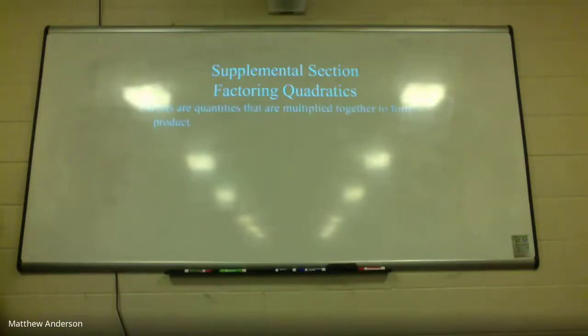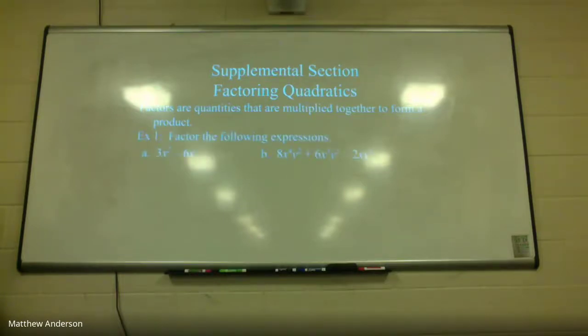So what we have to remember is factors are just things that are multiplied together. Like you might have heard in the past when you were really young, the factors of 6. Well, the factors of 6: 2 times 3 equals 6, so 2 and 3 are factors of 6. Or 1 times 6 is 6, so 1 and 6 are also factors of 6. Factors are just things that are multiplied together to get a product.